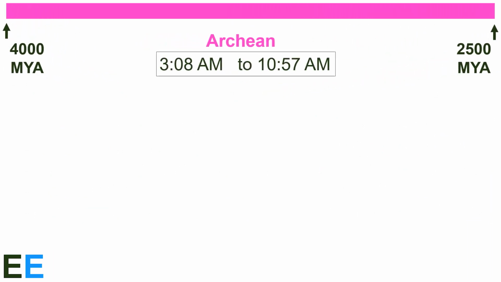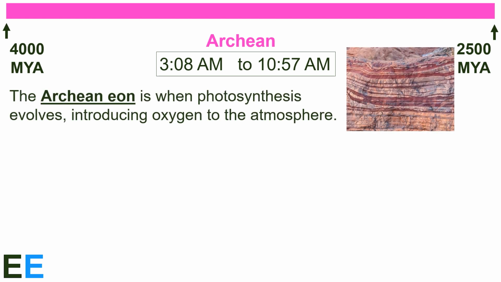The Archean starts 4 billion years ago and lasts until 2.5 billion years ago, 3:08 a.m. to 10:57 a.m. if you're using the clock metaphor. The name comes from archaic, which means old. The Archean Eon is when photosynthesis evolves, introducing oxygen to the atmosphere for the first time.